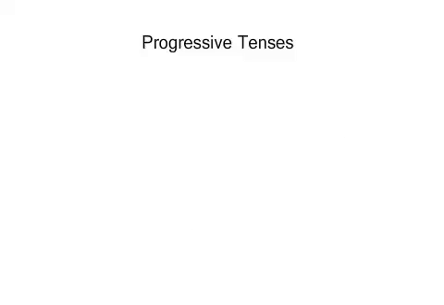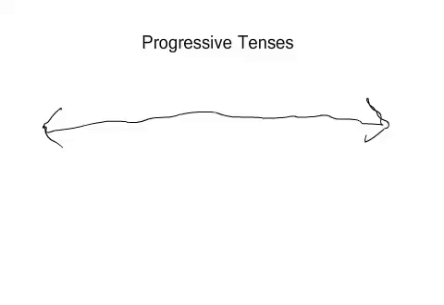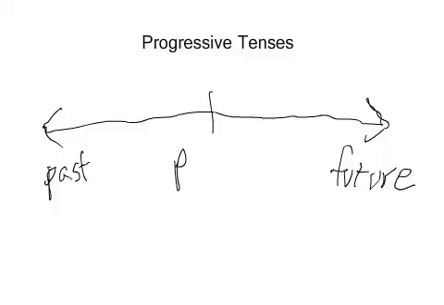So that's the present progressive, but it turns out there are progressive tenses all along the spectrum, all along the timeline from the past to the future. We're not going to worry about the specific names of these, but just keep in mind that to indicate that something is in fact in progress at any point, past, present, or future, we can use the appropriate tense to talk about that action being in progress.